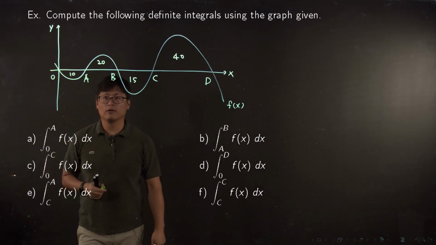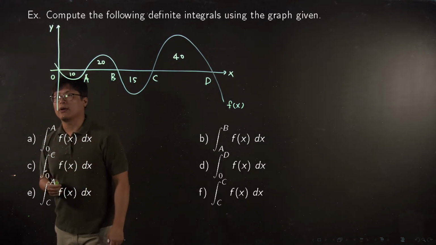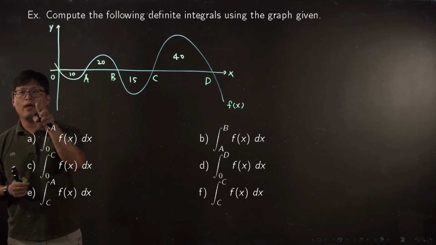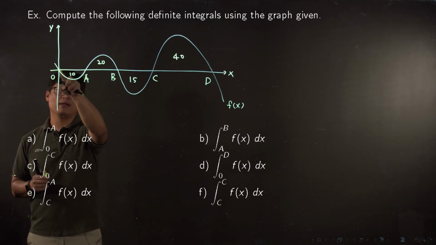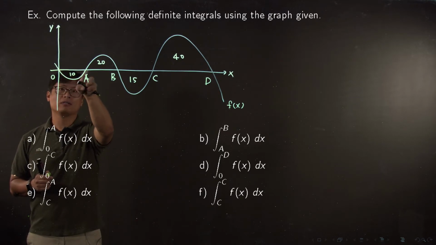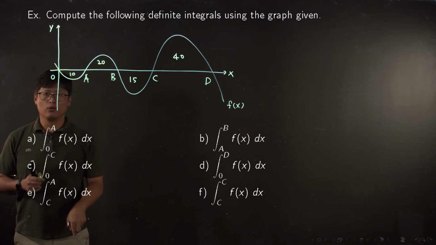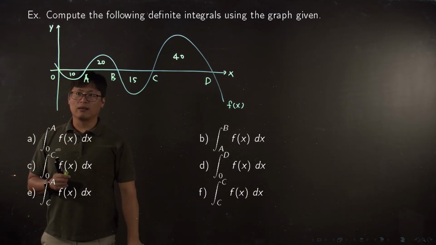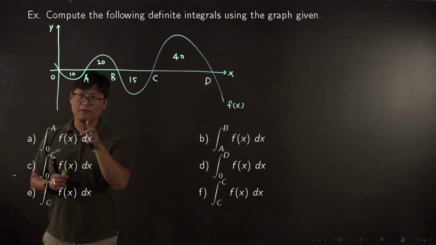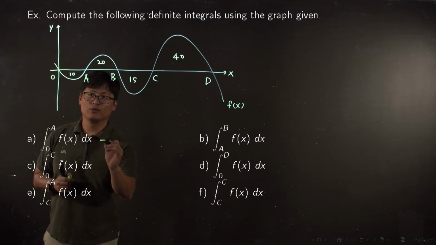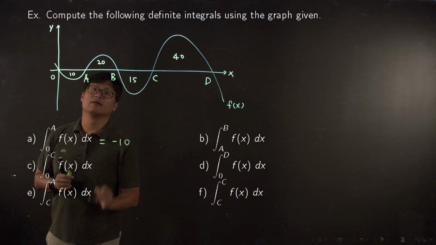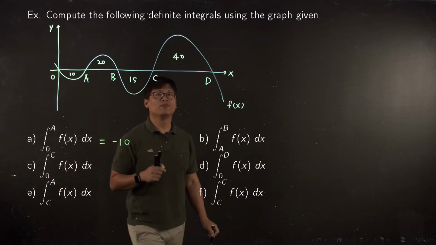So here we go. Let's start from problem A: integral 0 to a of f(x) dx. They would like to talk about the area under the curve from here, right? But your function is a negative function, right? Then what is the integral value? Definitely it must be a negative area, so this must be equal to negative 10. Does it make sense? This is the meaning of net area.